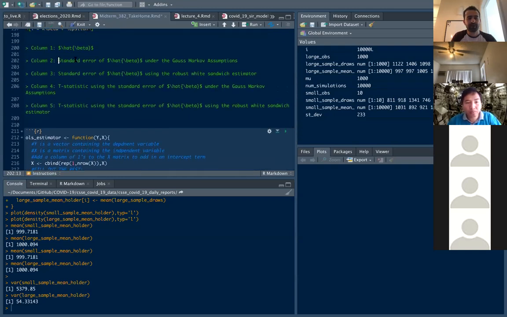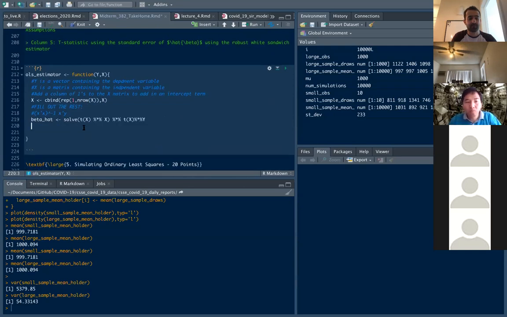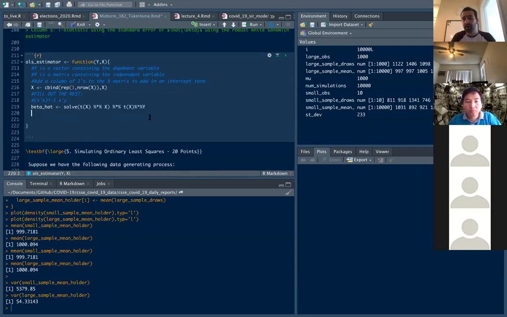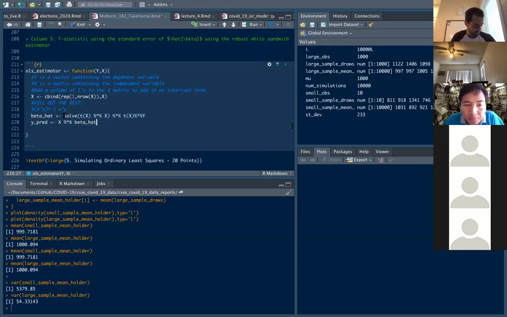Okay, next step, derive the standard error of beta hat under the Gauss-Markov assumptions. Well, the standard error under the Gauss-Markov assumptions requires us to calculate the variance of the residuals of our model, right? The sample variance. So given that this is our vector of betas, we can get our predicted values, and that's just X dot product beta hat. For each x, it takes the dot product with beta hat, and that gives us our predicted values, so our y hat.